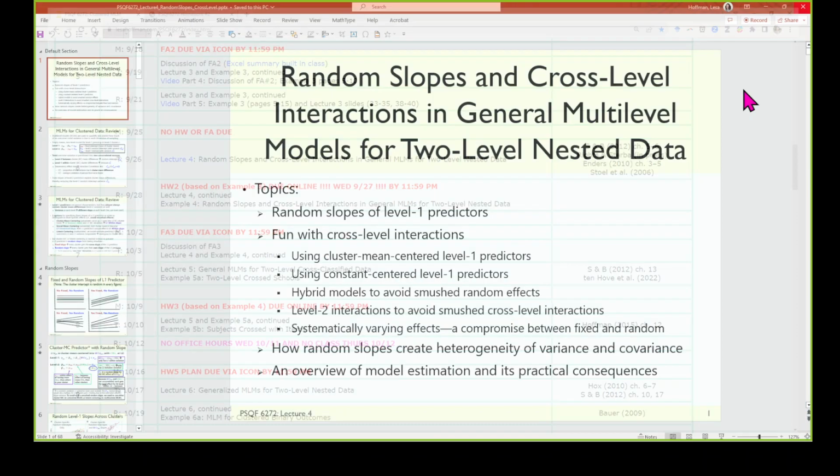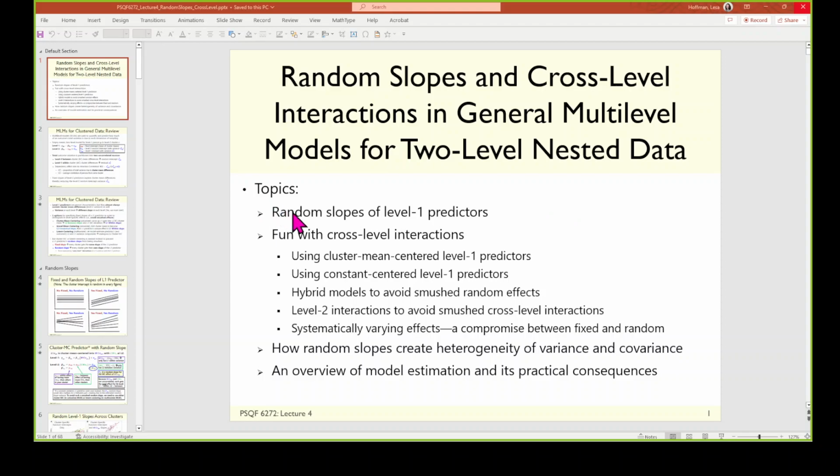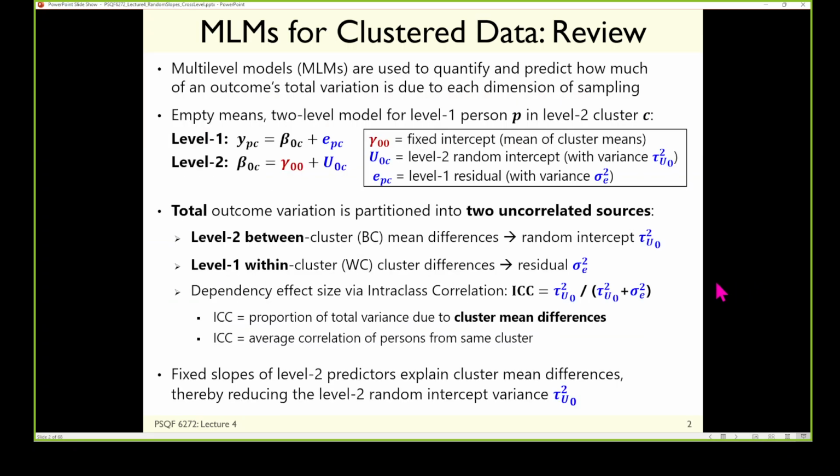All right, let me get rid of this. And here we are. So, new concepts: random slopes and cross-level interactions. That's the main idea, but before we do new stuff, how about some old stuff?